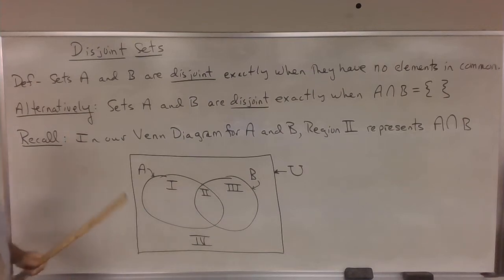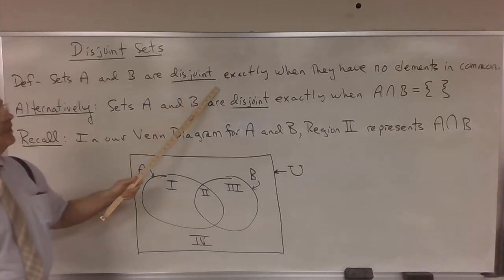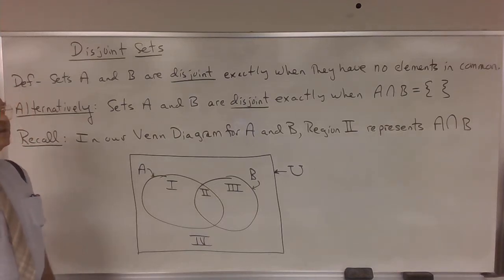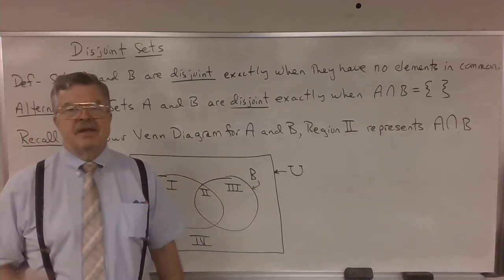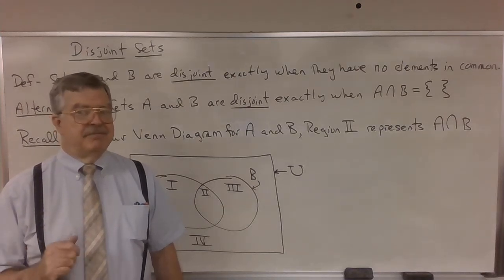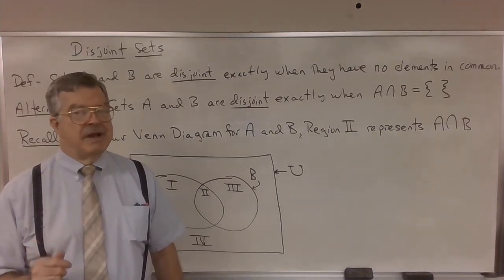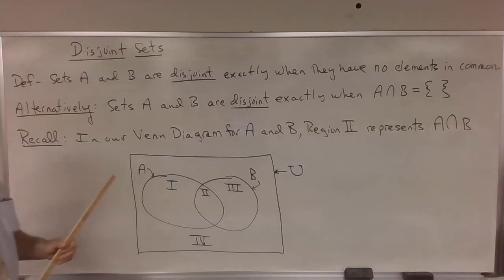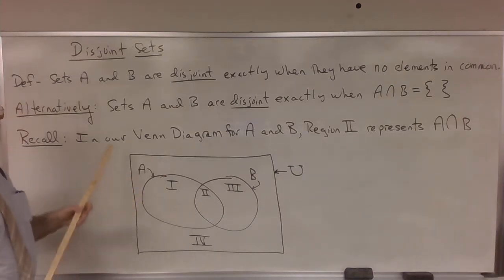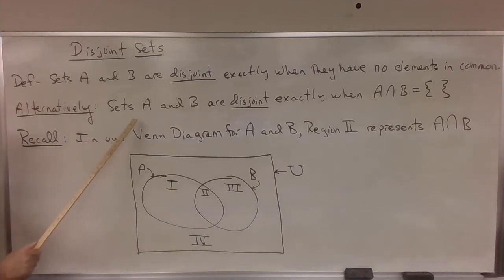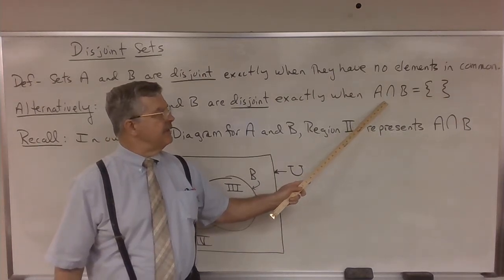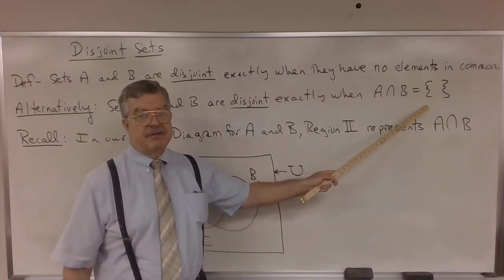disjoint sets. Here's the definition of disjoint. Sets A and B are disjoint exactly when they have no elements in common. So if A and B are disjoint, no element of A is an element of B, and no element of B is an element of A. So in terms of intersection and union and so forth, we could say that sets A and B are disjoint exactly when the intersection of A and B is the empty set.